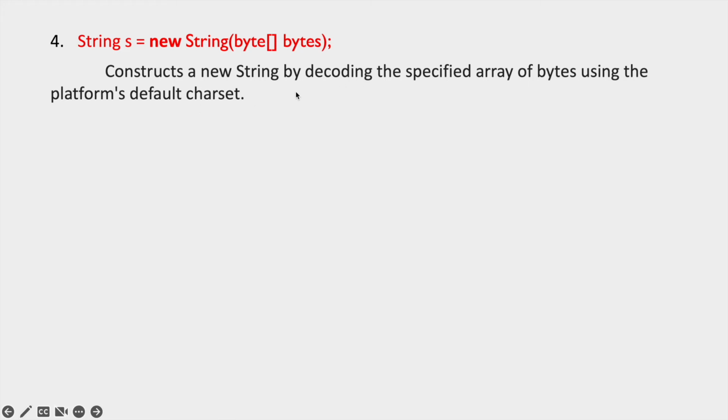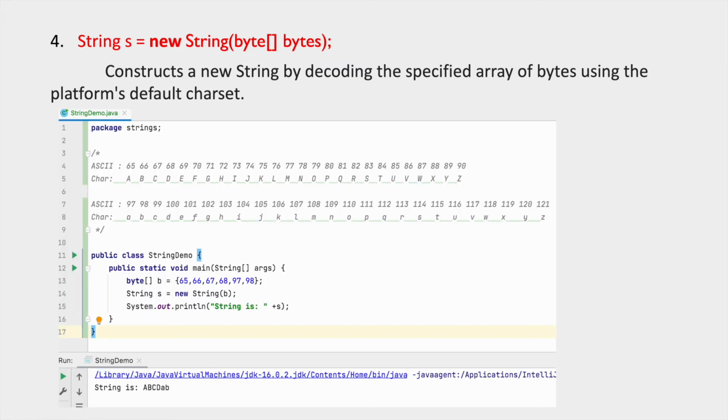Let us see an example so that we can understand clearly. In this example, byte b = 65, 66, 67, 68, 97, 98. When you create a string by using the byte array as argument and print it, it gives A B C D a b. That means 65 is the ASCII code and it will be decoded. So 65 decodes to A.